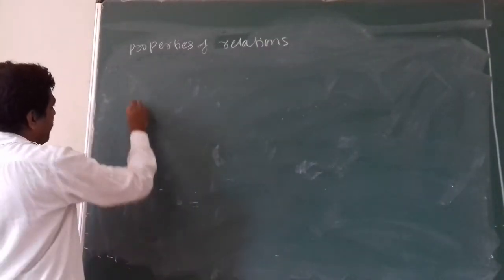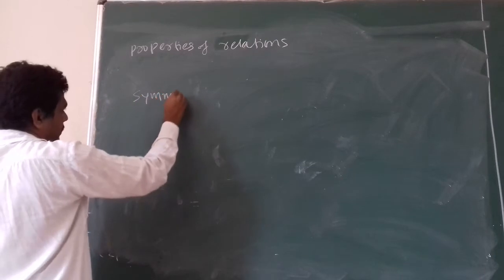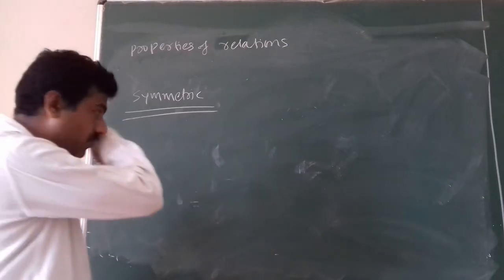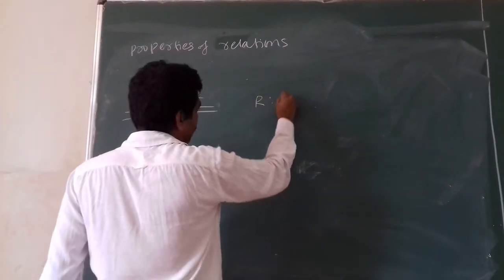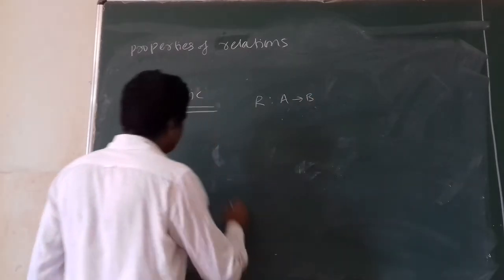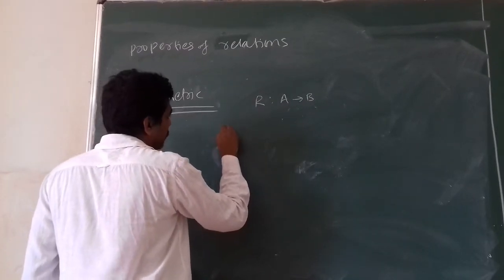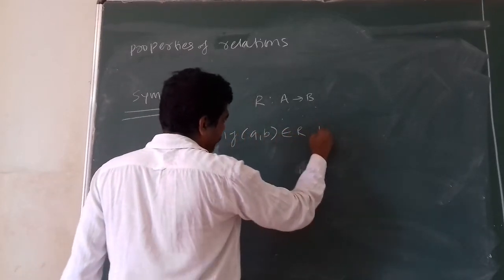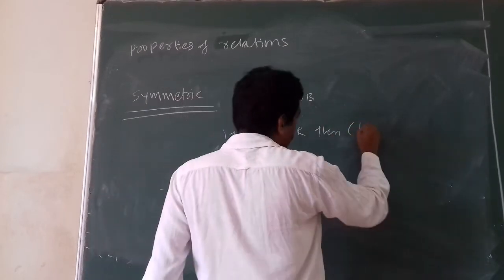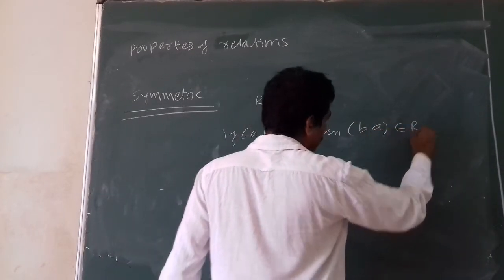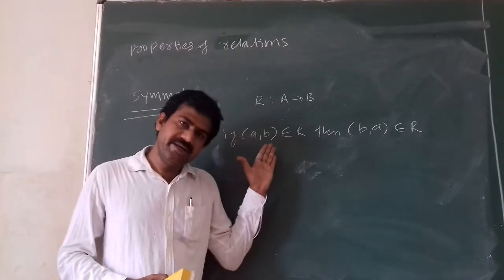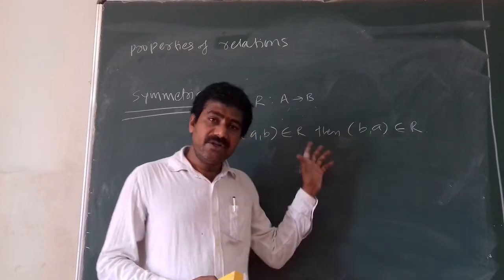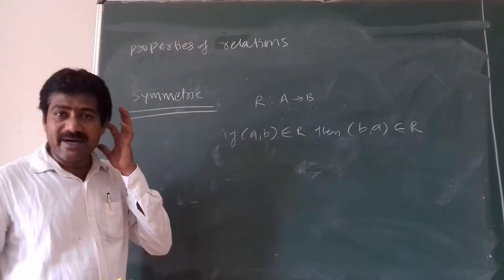Second is symmetric. So again, R is the relation from A to B. If (A,B) belongs to R, then (B,A) also belongs to R. Whenever (A,B) is there in R, it is expected that (B,A) also should be there in R. If it is true, then that relation is termed a symmetric relation.